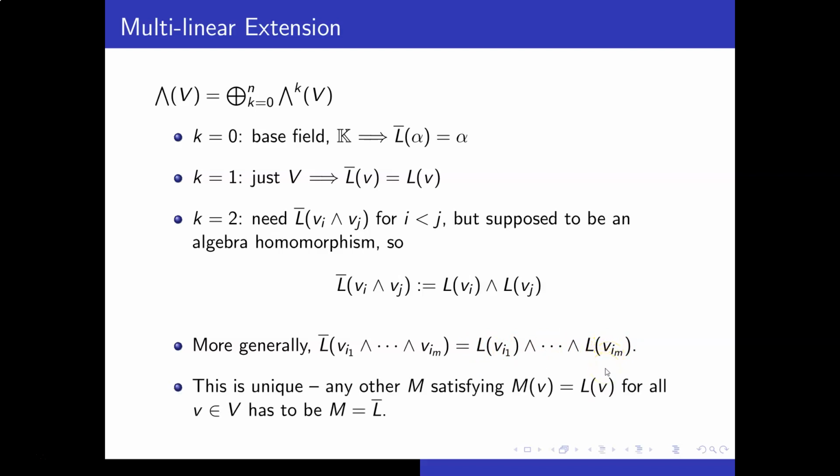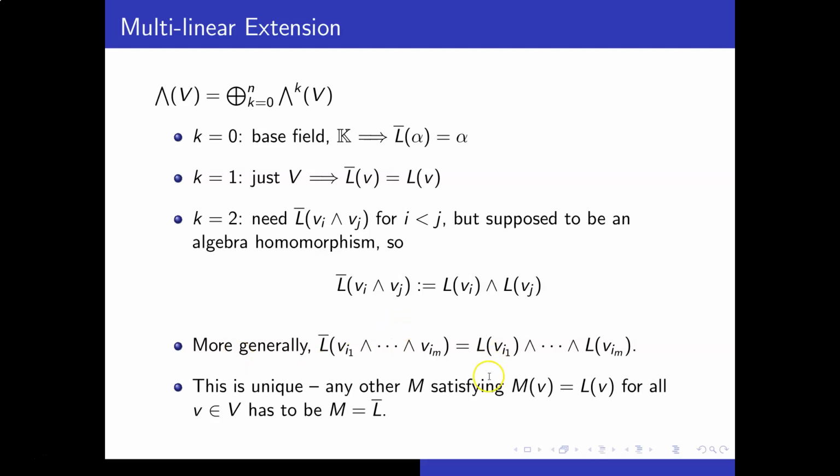Now, this actually is unique at this point, so if I can find any other algebra homomorphism on the exterior algebra that agrees with L of V on the vector space, then that homomorphism must be L bar. There's just simply no choice.